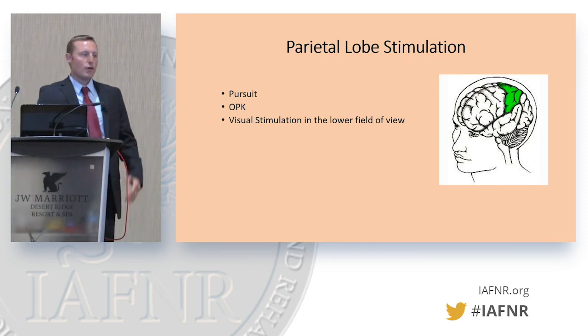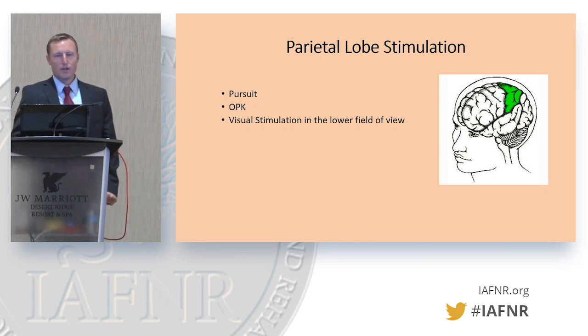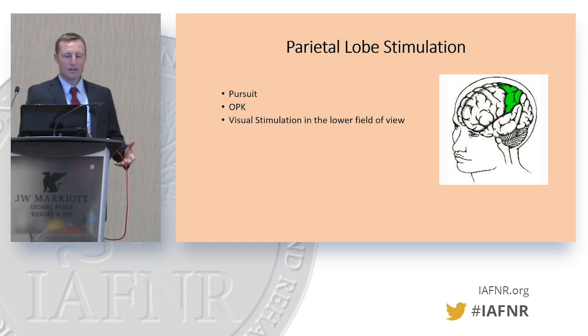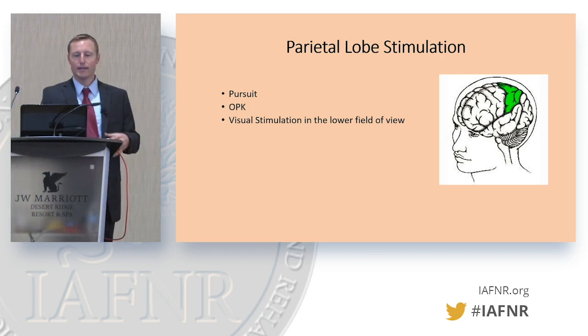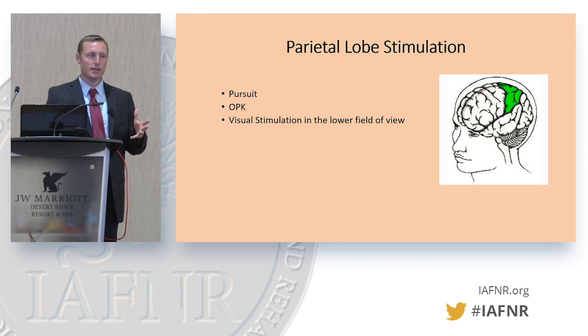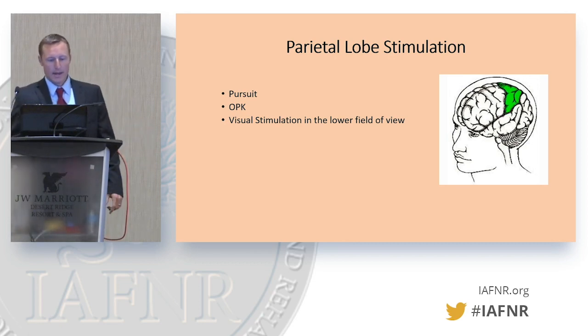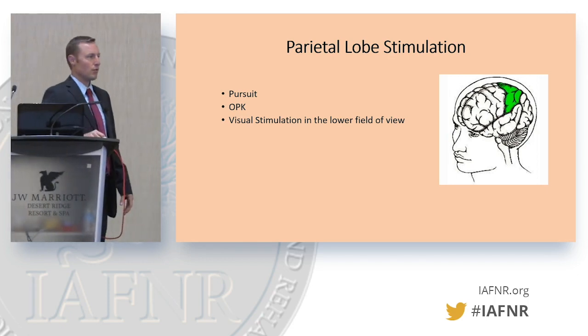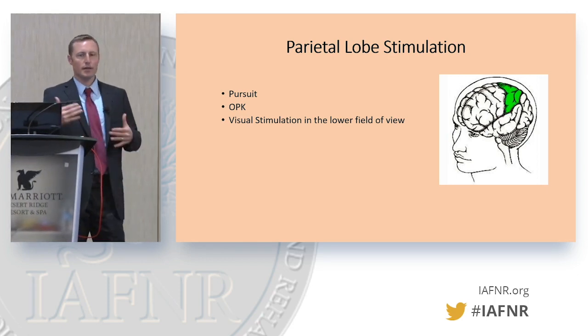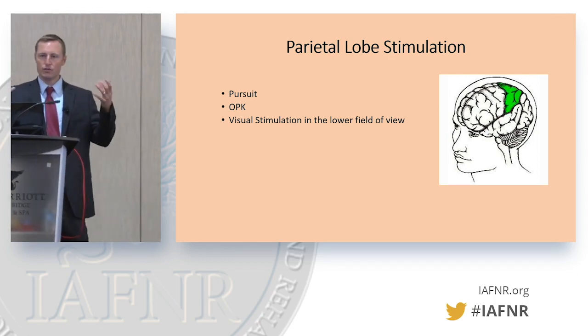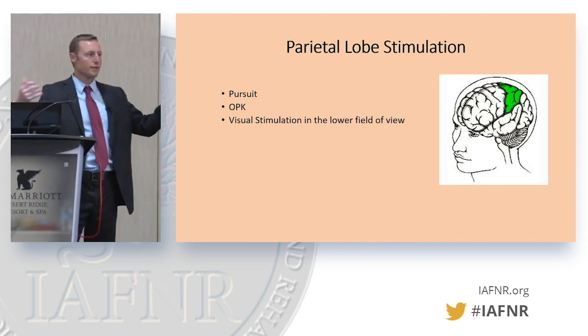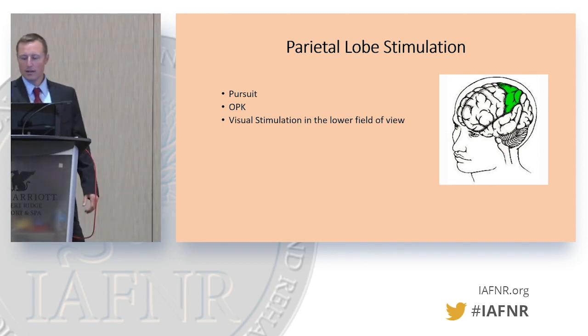If you want to stimulate the parietal lobe, then you want to use your pursuits. Of course, the optokinetic system will do that too. If it's a look OPK, the slow phase or the pursuit phase of the OPK is more parietal. And from a visual field standpoint, if you're familiar with Hemistim, a visual stimulation, the lower field of view would stimulate the parietal lobe.